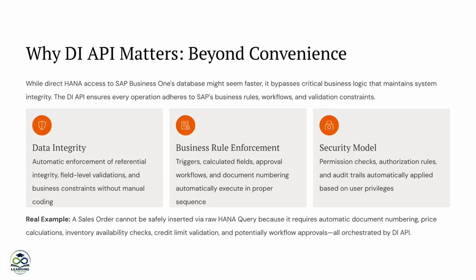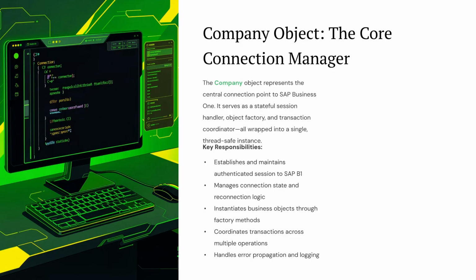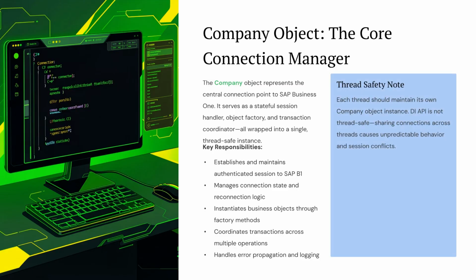DI API is crucial because it enforces business rules, ensuring data integrity and system consistency. It handles automatic validations, approval workflows, and security checks, which direct database access would bypass. The core of the connection is the company object, a stateful session handler, object factory, and transaction coordinator. Remember, for thread safety, each thread must maintain its own company object instance.